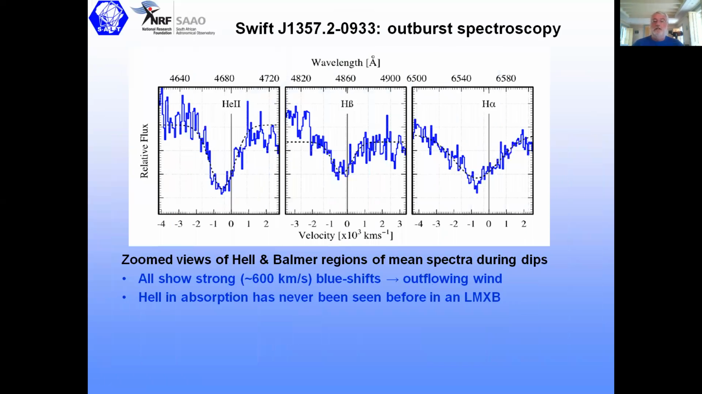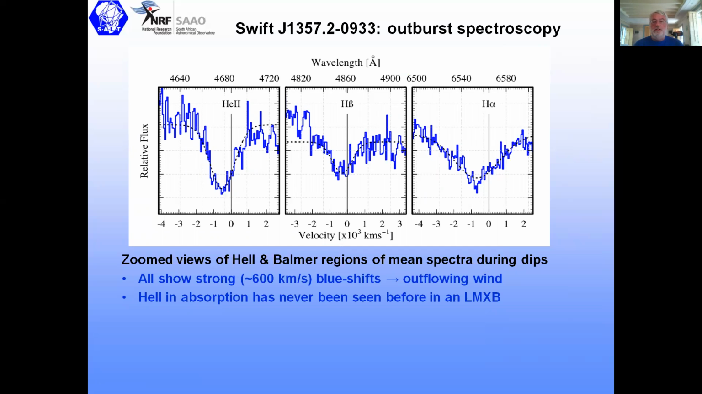So this is actually a plot showing the stacked spectra during a dip. And you can see the nature of the absorption for the Balmer lines, and on the left, the helium-2 line, where the vertical line shows the rest velocity. So they're systematically blue shifted, as you can see.